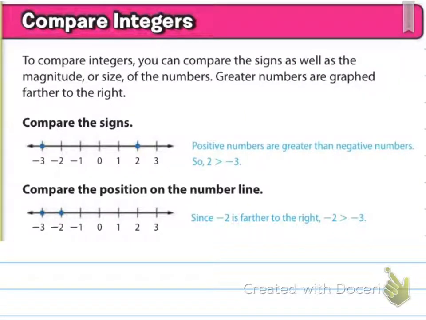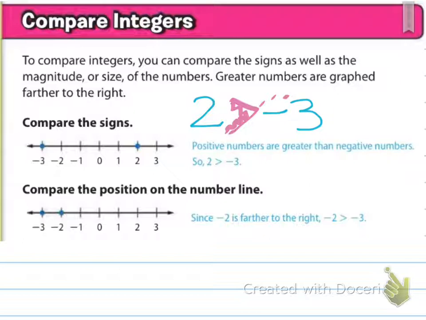And it says compare integers. To compare integers, you can compare the signs as well as the magnitude or size of the numbers. Greater numbers are graphed farther to the right. So the bigger the number goes, the farther to the right it goes. Obviously if they're giving you a positive number and a negative number, the negative number is always smaller. It doesn't matter if this number 3 is bigger than this number 2. The fact is that 3 is a negative, so automatically, it's going to be the smaller number. Remember that the alligator eats the bigger number and poops out the little number.